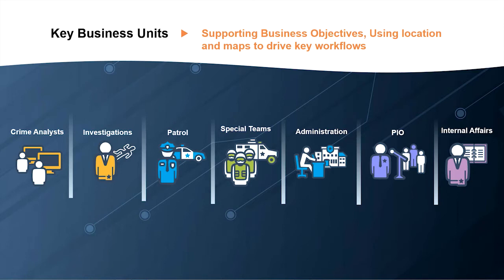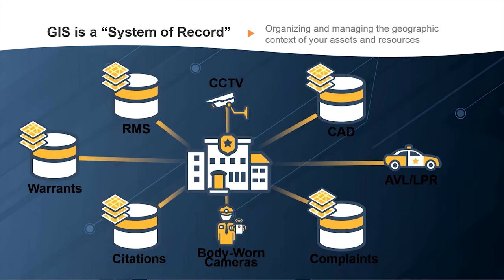Now let's take a look at the systems and sensors typically used by law enforcement. The big ones obviously are the CAD and RMS system, but many other agencies have systems including systems for case management, offender management, warrants, citations, and for tracking citizen complaints. Then we can add all of your sensor systems, so AVL, LPR, CCTV, body-worn cameras, anything else that has a GPS in it.